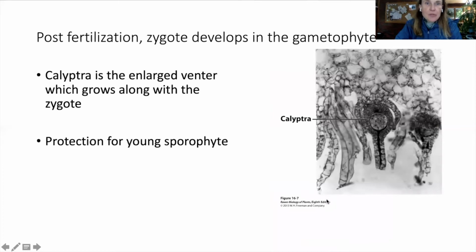Okay, so post-fertilization, the zygote develops inside the gametophyte. It isn't released into the environment. The calyptra is the enlarged venter. I talked about the venter as a little group of cells basal to the egg. It grows along with the zygote and it provides protection for the young sporophyte as it grows.